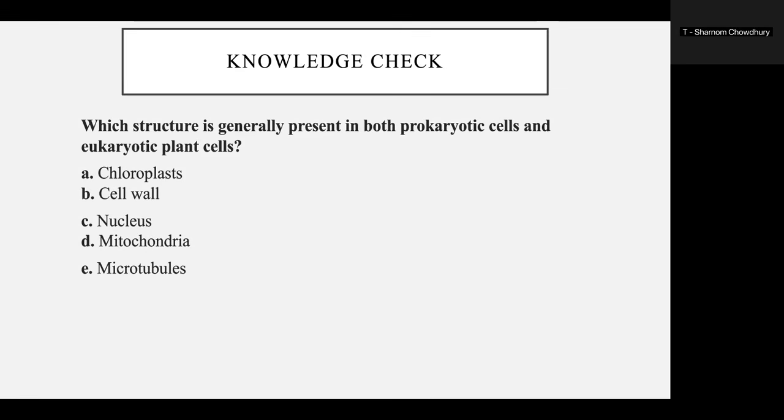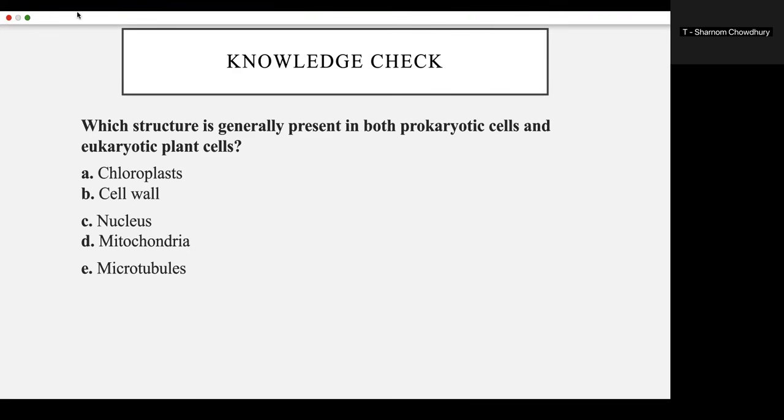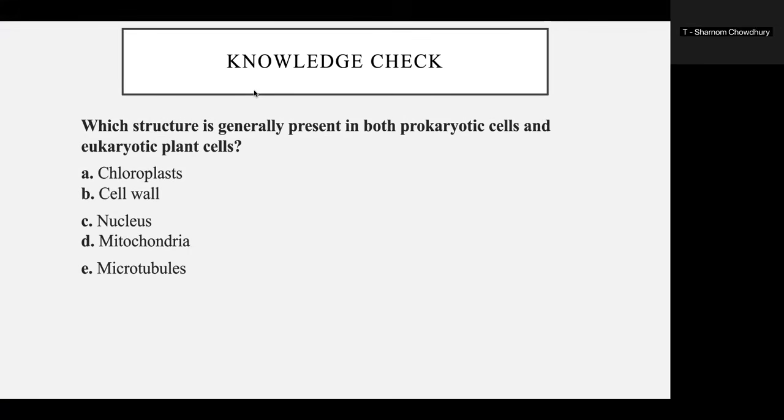All right, we have two questions for this chapter. Should be fairly simple. Which structure is generally present in both prokaryotic cells and eukaryotic plant cells? Okay, I'll give you 10 more seconds.